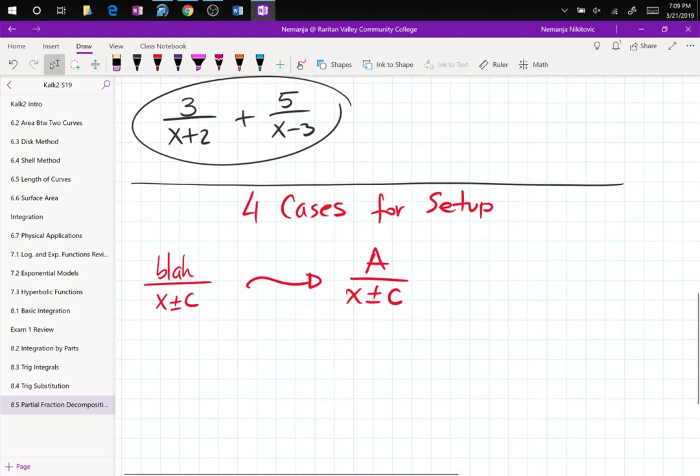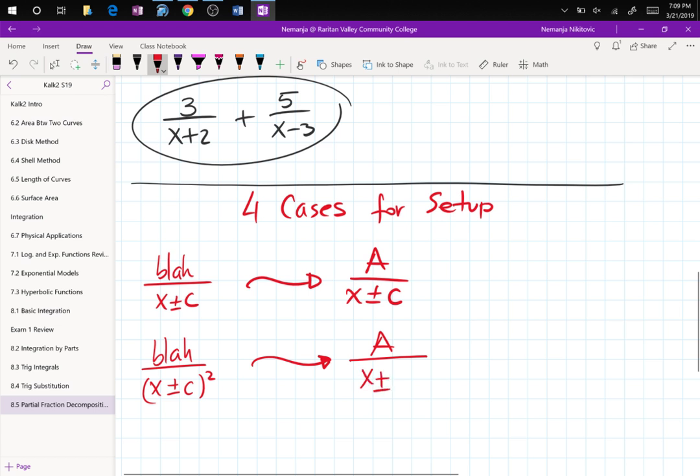The next one is the repeated linear. So here is the blah. Again, we don't care what's in the numerator. We care that the denominator was squared. The setup for that one is going to be A divided by (x plus or minus c) squared plus B divided by (x plus or minus c). So this is the setup.